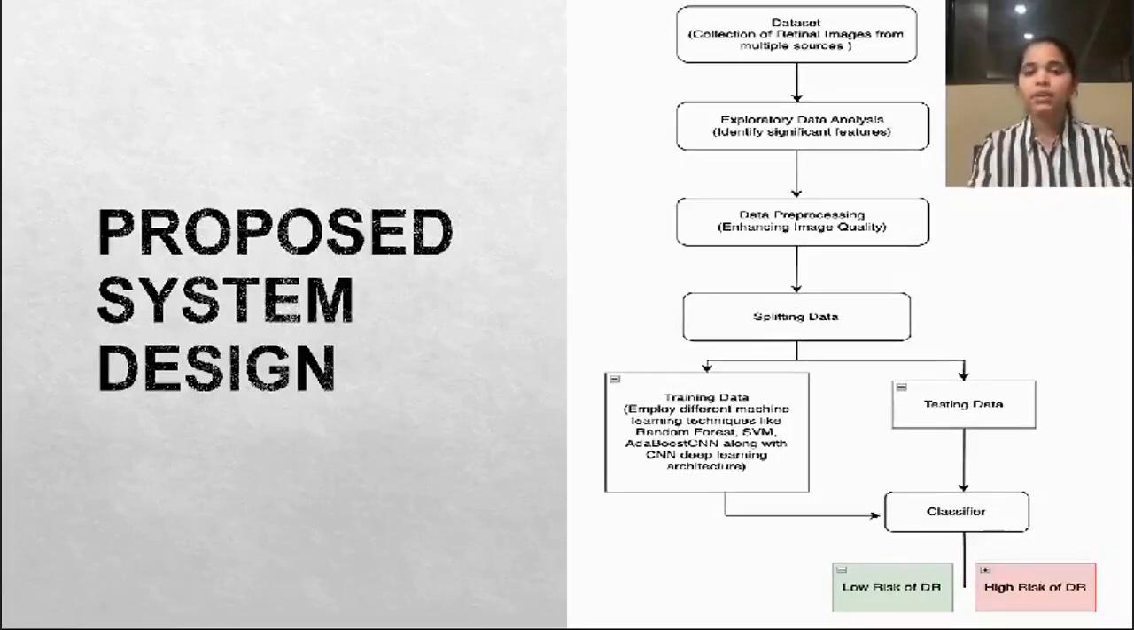We then do exploratory data analysis, that is EDA, to identify significant features, followed by image pre-processing, which I discussed is to enhance the image quality. We then split the data into training and testing sets. Upon the training set, we employ machine learning algorithms like random forest, SVM, KNN to classify a person is at high risk or low risk of being diagnosed with diabetic retinopathy. The testing data is used after the model is trained for validation purposes.